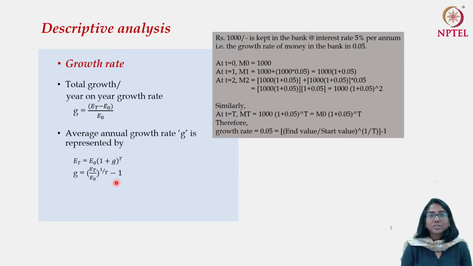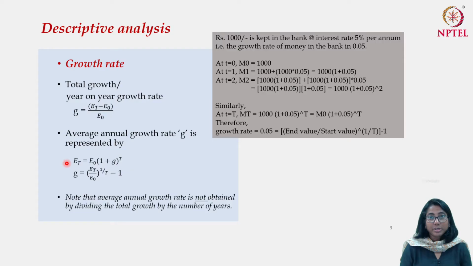And you can check, we will actually check with an example, that this G is not equal to this particular G divided by T. So these are two very different concepts, and this is one of the common mistakes that people make when they are deriving the average annual growth rate. So this is something you need to be careful about. Let us now explore the implication of these growth rates with the help of some numerical examples.